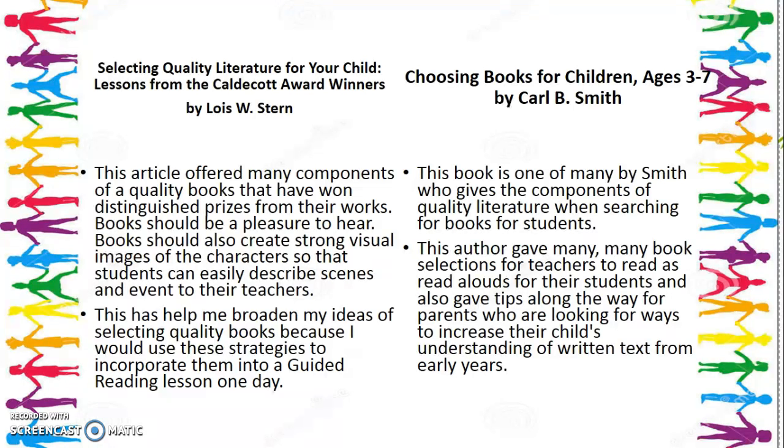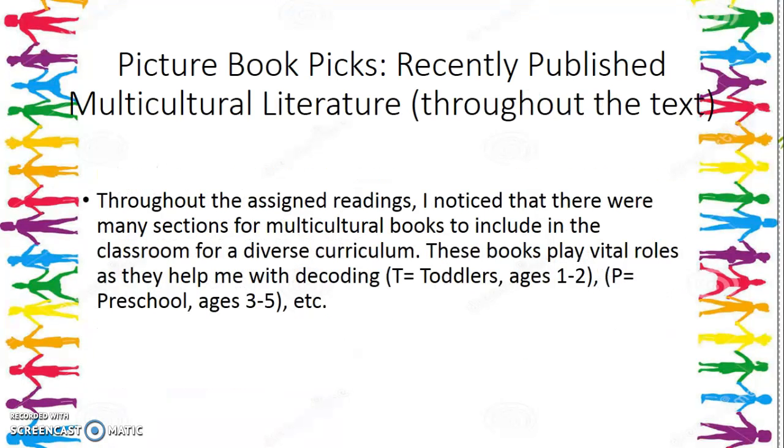Choosing Books for Children, ages 3 to 7 by Carl Smith. This book is one of many by Smith who gives the components of quality literature when searching for books for students. The author gave many selections of books for teachers to read as read alouds for their students, and also gave tips along the way for parents who are looking for ways to increase their child's understanding of written text.